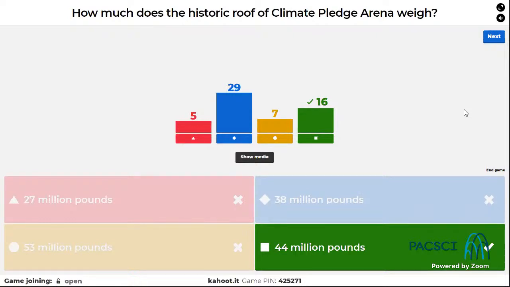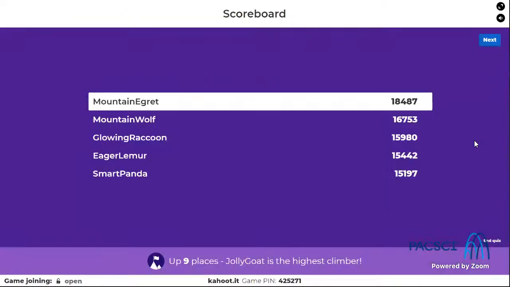The correct answer is 44 million pounds. So think about that, 44 million pounds that they're holding up as they dig underneath and get rid of all that stuff underneath there. 16 of you answered that question correctly. 29 of you were at 38 million pounds. What does that do? Mountain wolf for the first time out of the top two. Eager lemur is still in there. And smart panda, we were counting on smart panda early on, weren't we? They are quite smart.